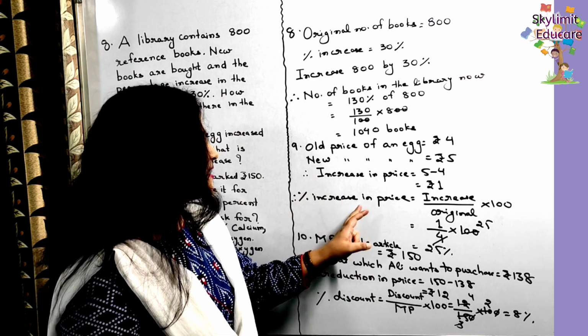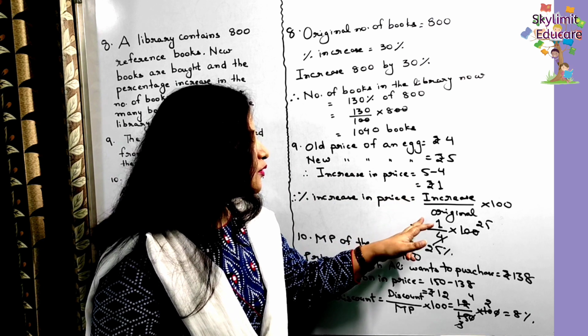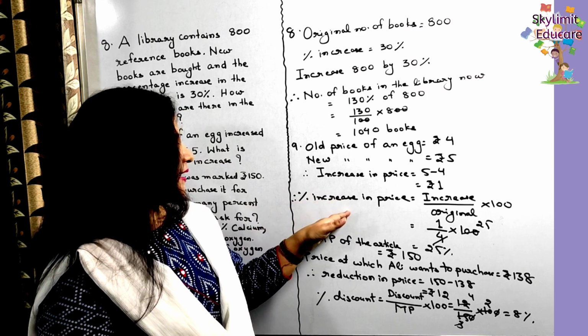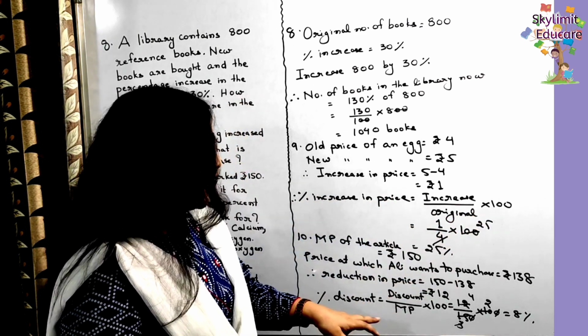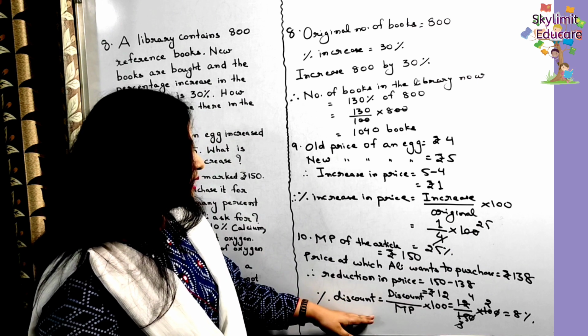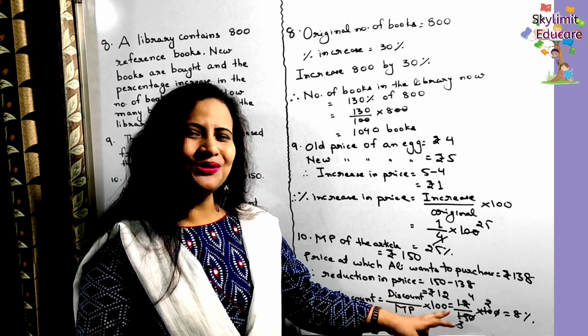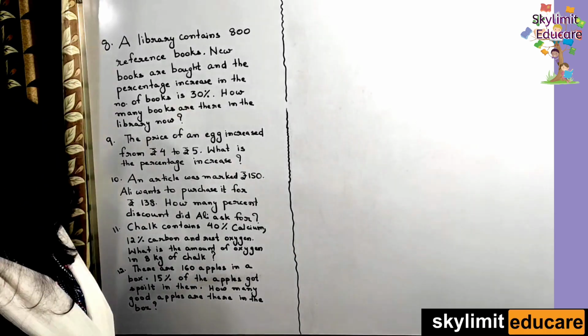Percentage increase in price is what? Increase by original multiplied by 100. Suppose you're going to find out percentage decrease. So it will be decrease by original multiplied by 100. And whenever you're going to find out the percentage discount, the formula is discount divided by mark price multiplied by 100. So now let's solve the next question.